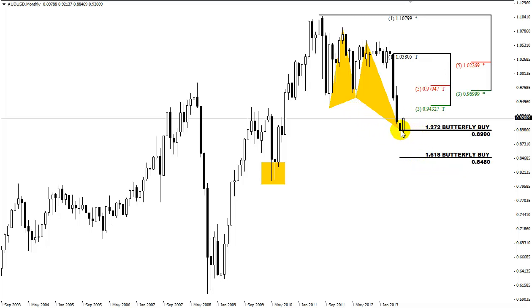So we don't know if this bounce will stop on the zone or something like here, or if it will proceed to the downside. But main direction for the next days and next weeks will probably be to the upside.